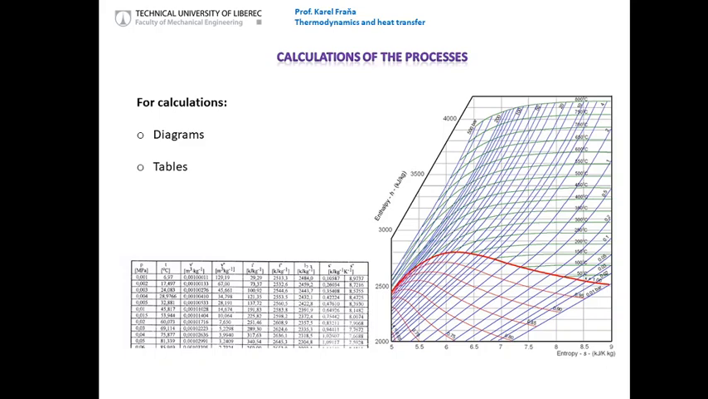If you have a problem working with the tables, I can recommend using the diagrams. In the diagrams, you can find the value of the entropy on the horizontal axis, and you will find as well the information about the enthalpy, which is the vertical axis. This bold red line indicates the points of the saturated gas. All that is below this line is the saturated mixture.